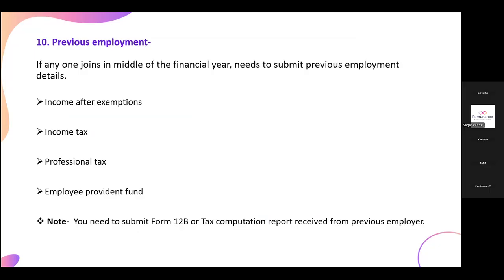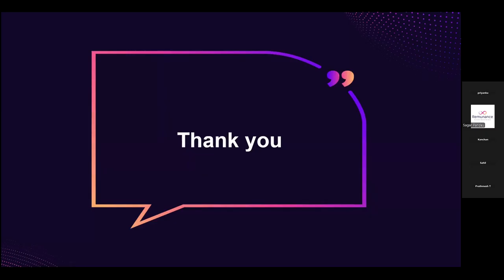Next is previous employment. It means that if you have joined in the middle of the financial year and you were working in some previous organization in the current financial year, you have to submit your previous employment details like income after exemptions, the tax deducted, professional tax, provident fund. You have to claim this. For this, you will get these details from the tax sheet or Form 12B which you get from your previous employer. Also, you have to attach this as proof to claim under previous employment. So this was a very simple process to submit your actual investment proofs on the Zoho Payroll portal.